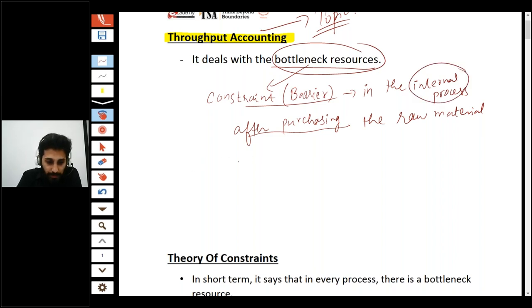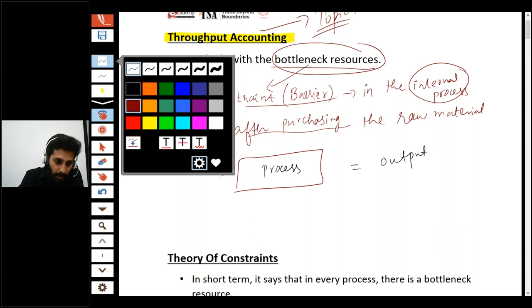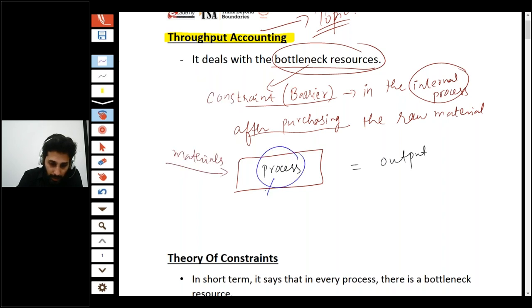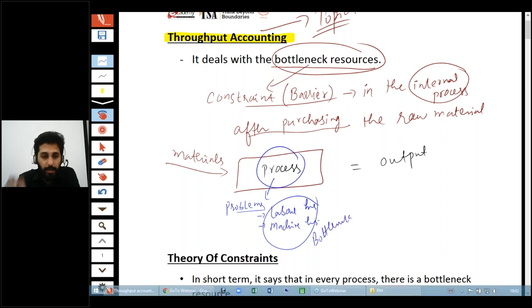If I can give you the example here, you inserted the raw materials. This is the process. And this is the output. Now, in the internal process, there might be some problems. And those problems are labor hours. Those problems are machine hours, right? And these problems are termed as bottleneck resource.